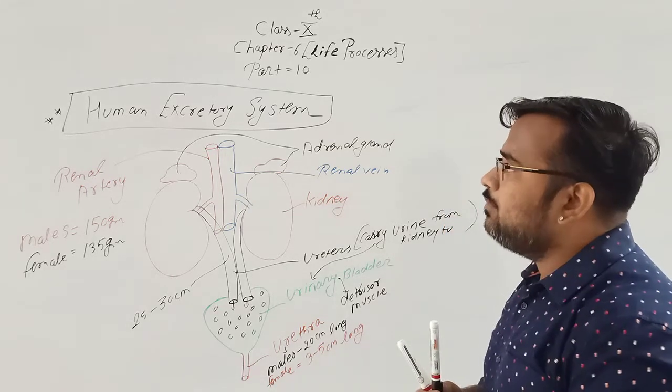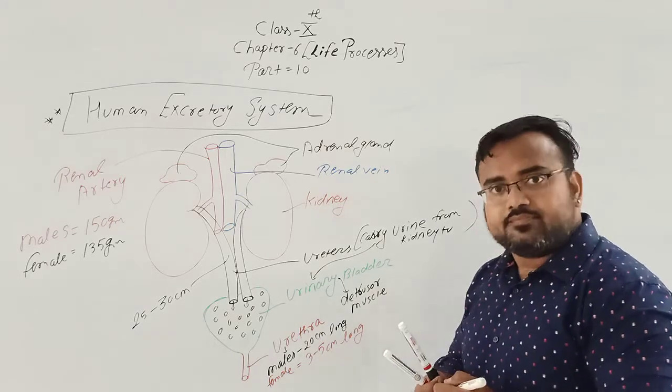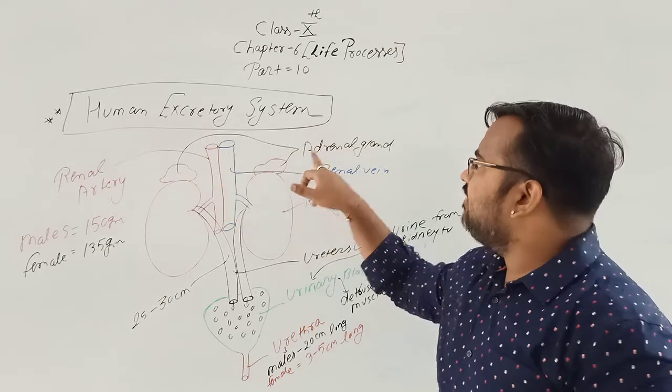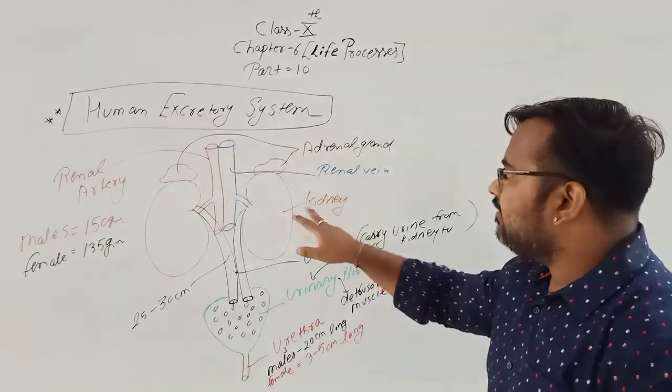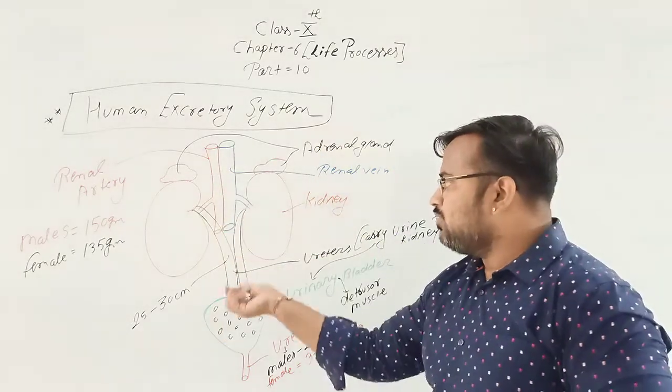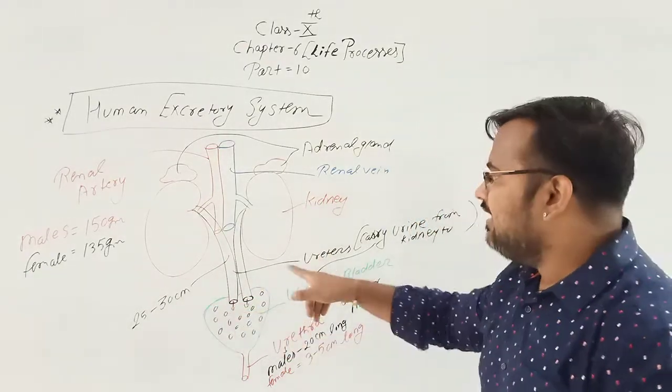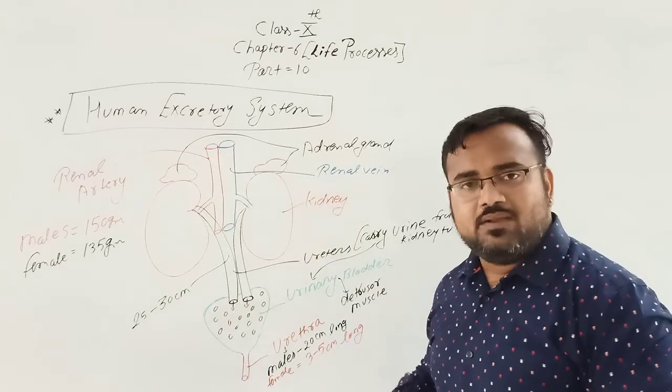Okay, this is all about the human excretory system. Clear? Okay, the two cap-like structures present above the kidney are known as the adrenal glands. The pair of kidneys is connected to two tube-like structures known as ureters. Each is 25 to 30 centimeters in length. It carries urine from the kidney to the urinary bladder.